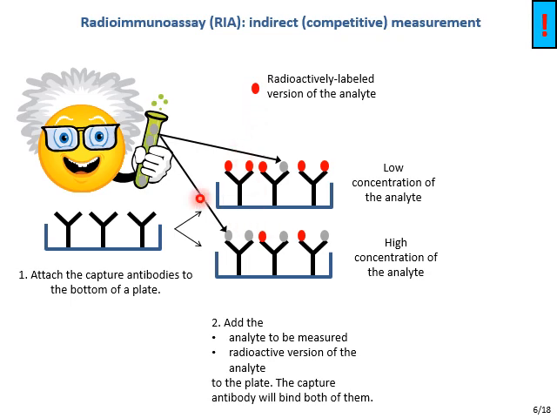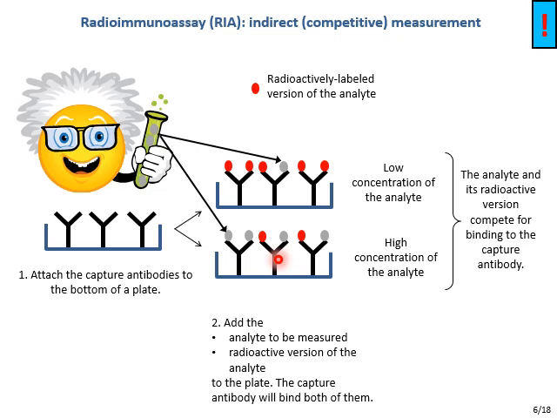If, on the other hand, the concentration of human growth hormone is large in the serum, then this large concentration of non-radioactive growth hormone will compete with the radioactively labeled version for the same binding sites. And since the non-radioactive growth hormones outnumber the radioactively labeled growth hormone molecules, relatively few radioactively labeled growth hormone molecules will bind to the capture antibodies.